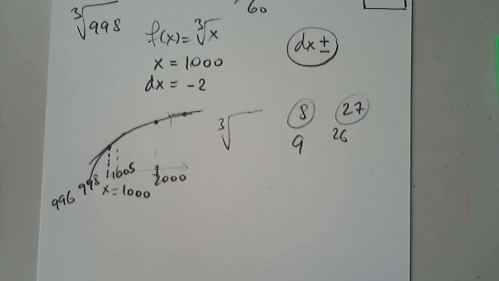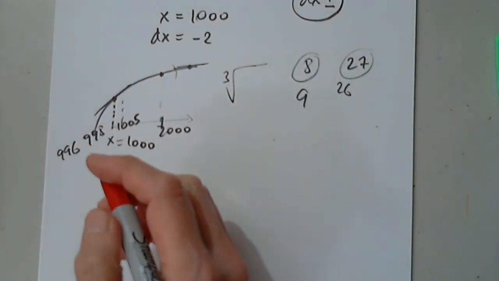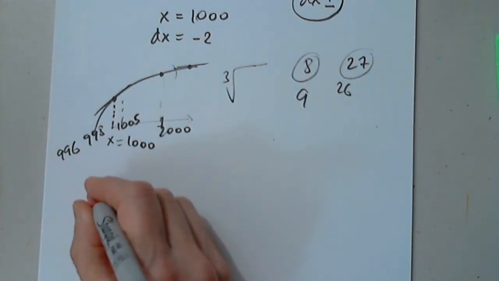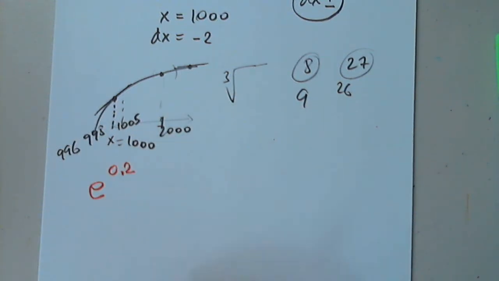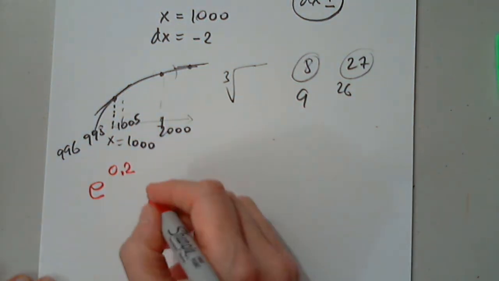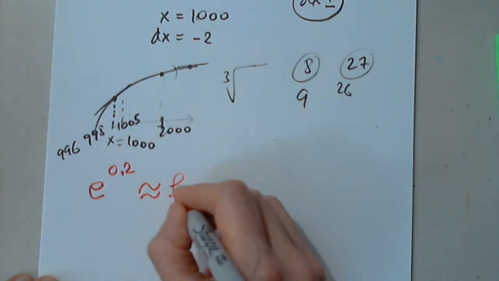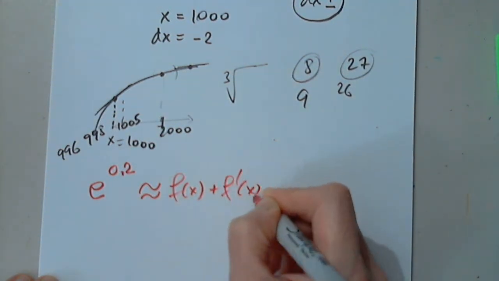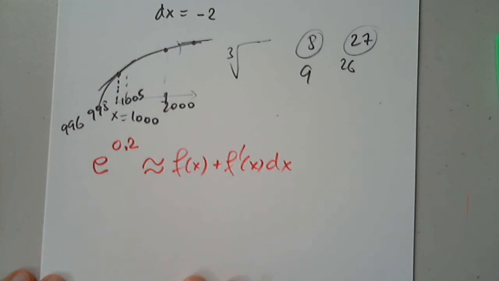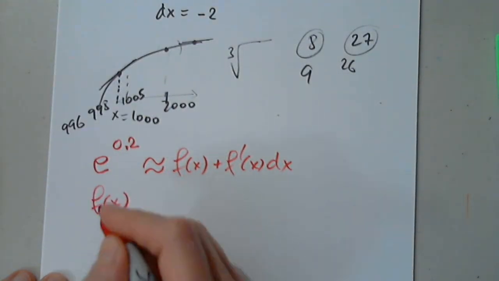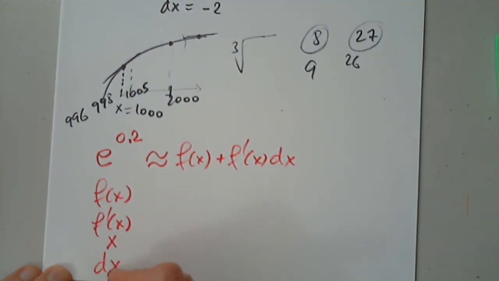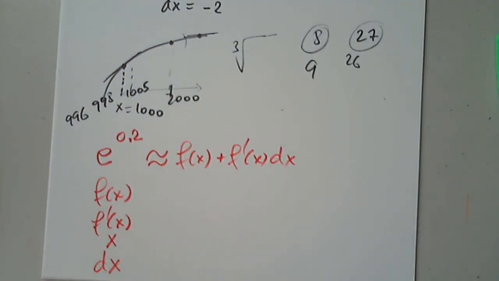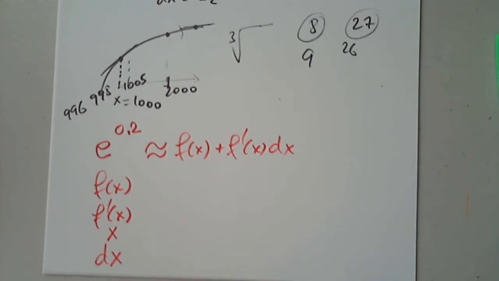Okay, so what about if we want to approximate e to the 0.2? So this is approximately f of x plus f prime of x dx. So we have to identify the function. We have to find f prime. We have to find x and dx. Good. We just made one up. Which function are we talking about here?